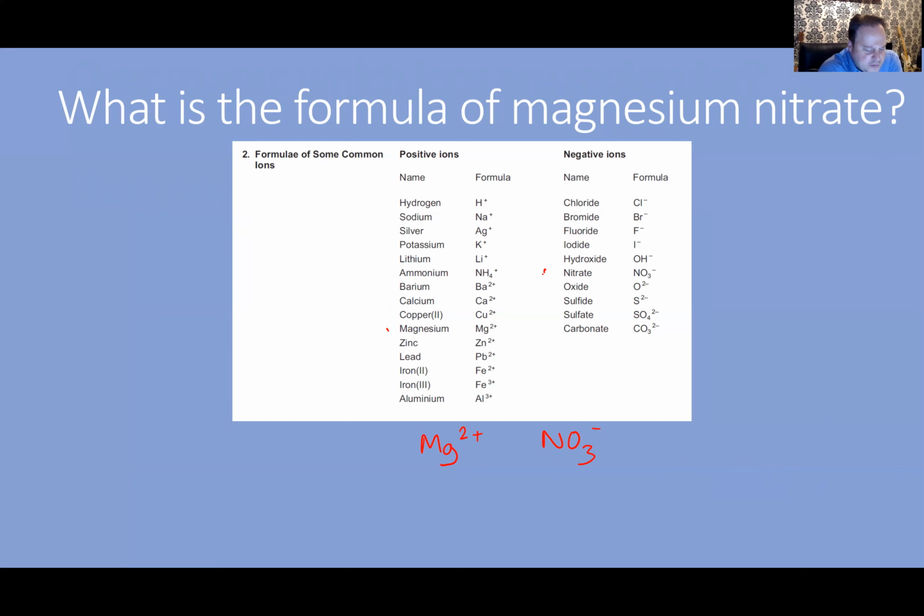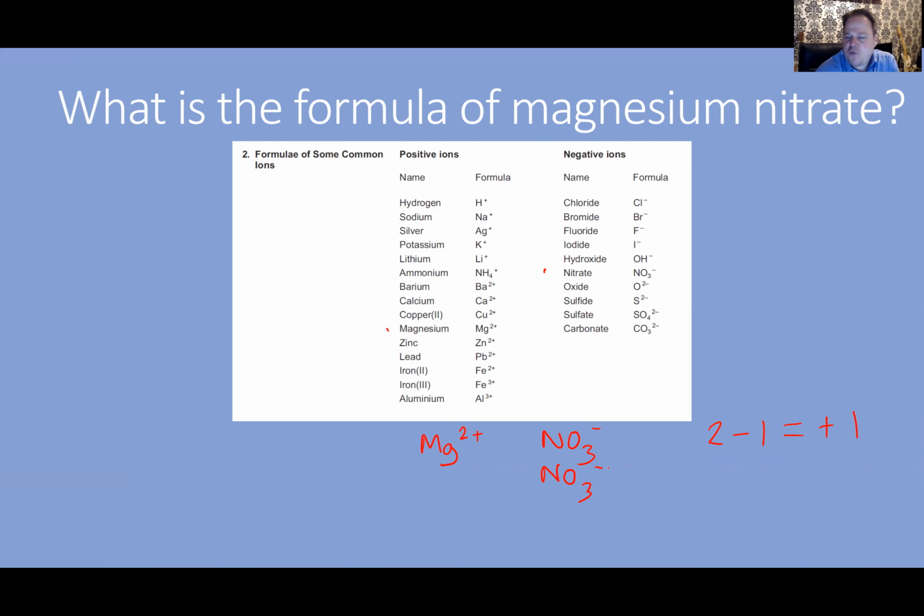Now, if you're feeling confident and you had a go at this, what you will have noticed is that you need a second nitrate ion, because at the moment the charges add up to +1. So you need more negative charge. We need a second NO3 minus.